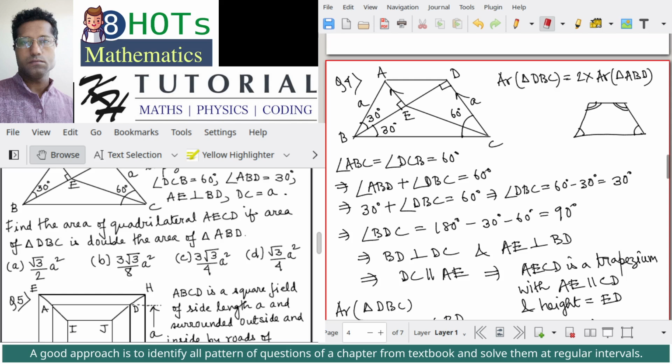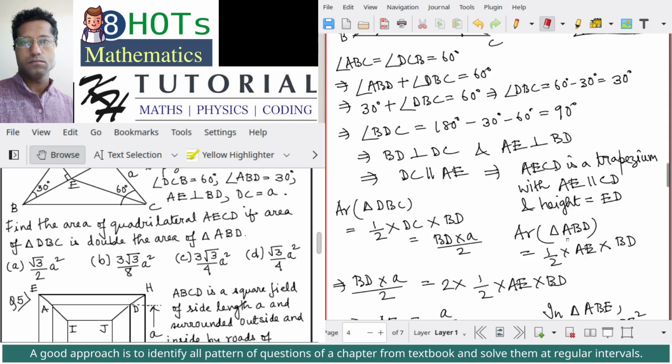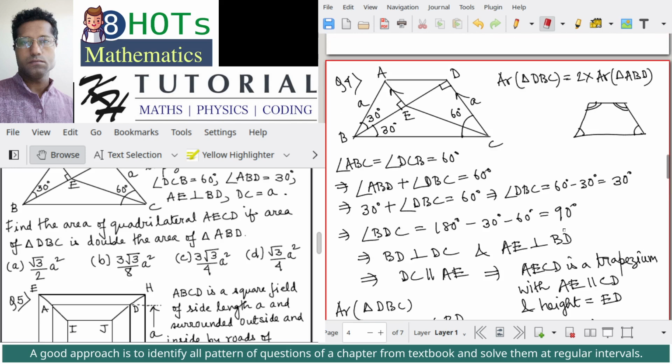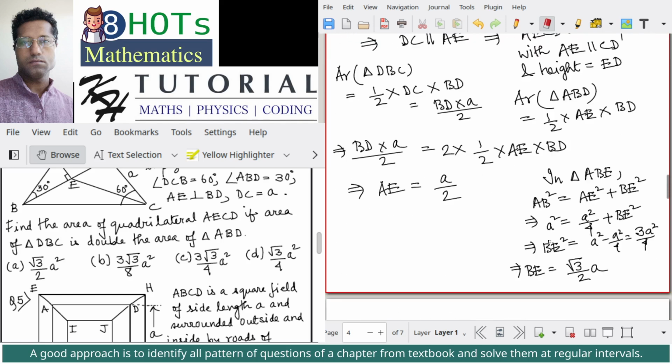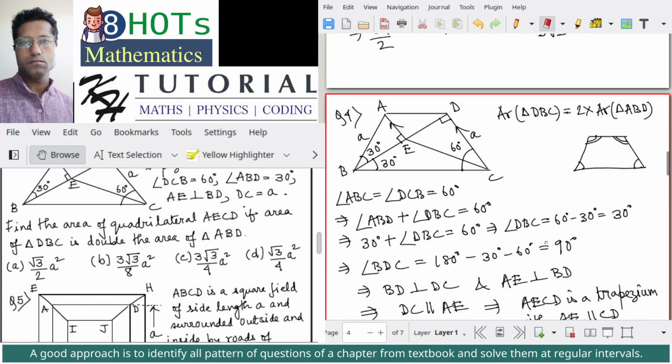We know DC, which is already given. We know AE is equal to a by 2. And ED is the height of this trapezium. We need to find ED. We have found BE somehow in terms of a. Now, how do we know ED? If we somehow can find BD, then we can find ED, because BD minus BE will be ED. How do we know BD?